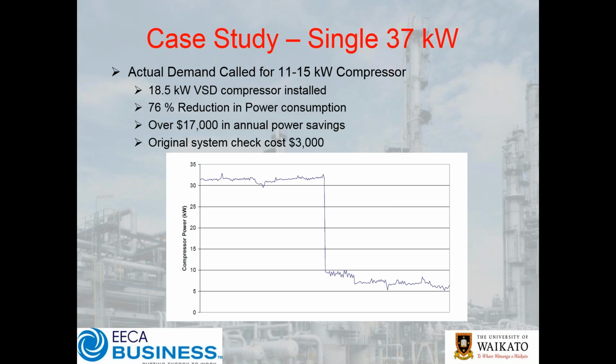What you're seeing there is the power consumption when they switched the old compressor off and the new one on. There was no change in actual demand in the system at all. It was purely looking at the efficiency of the compressor. To put that in perspective, it saved them over $17,000 in annual power savings, never mind the substantial capital cost saving on this much smaller compressor. And all of that cost was $3,000 at the time of purchasing the compressor to get it right. So even on a fairly modest solution, the opportunities are there.